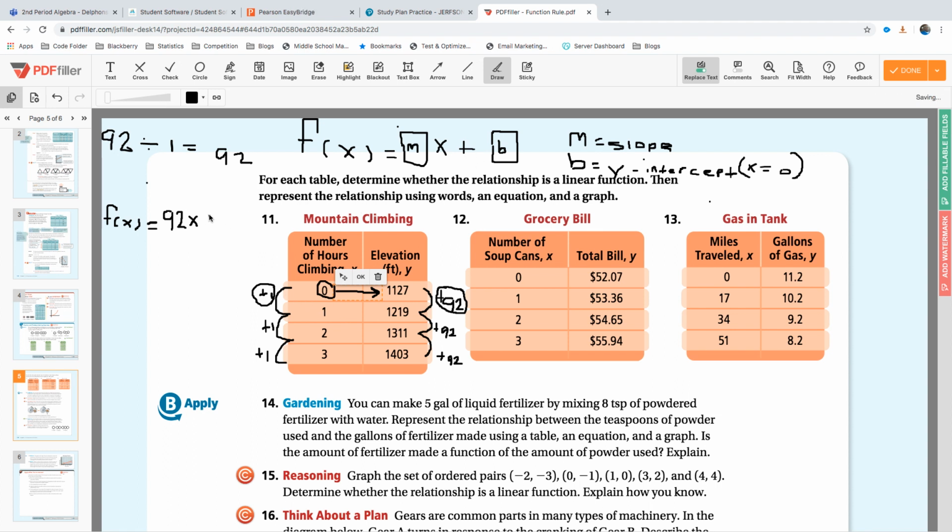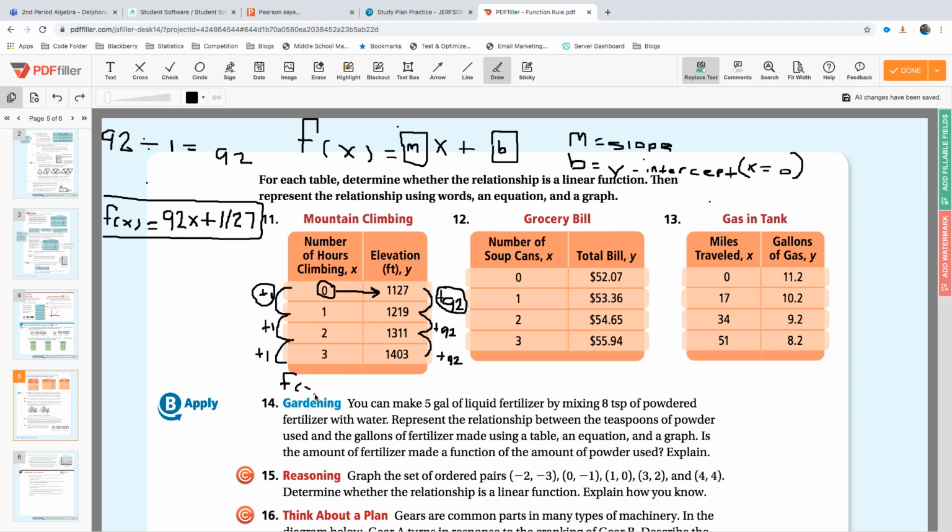So we'll put our plus sign, and then in this case, our y-intercept is going to be 1127. And boom, that is the function rule for the very first function table. And again, that makes sense because think about it: if you plug in a 0, 92 times 0 is 0, and then all we're left with is 1127, which is what we see in that first row of the function table. So it's all good.